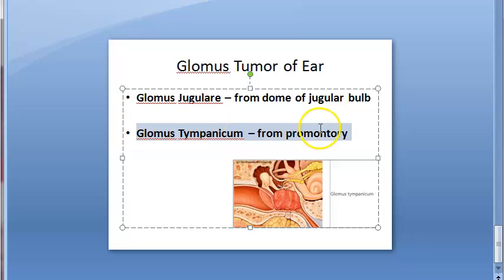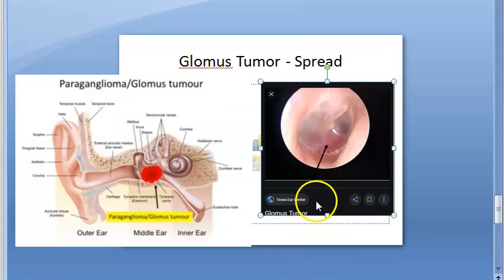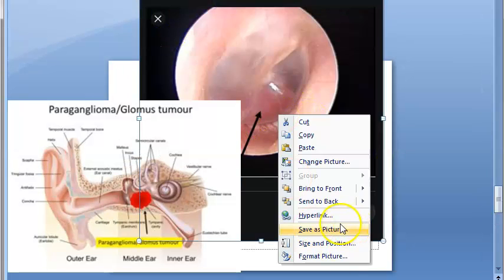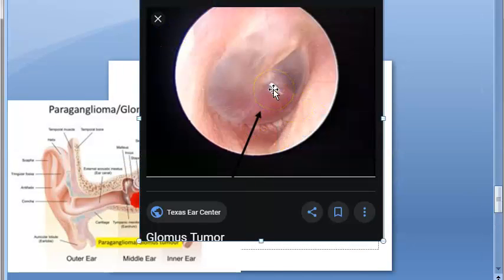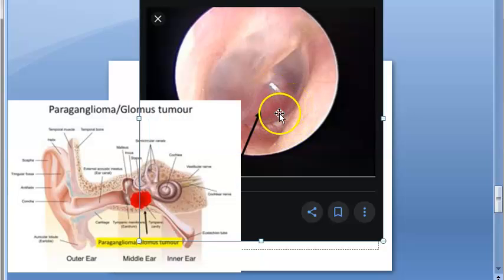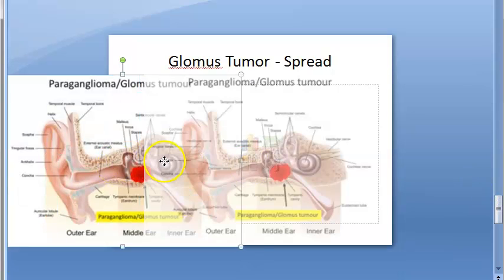What is this glomus tympanicum? It arises from the promontory of the middle ear and it causes aural symptoms. Mainly it is middle ear, right? So aural symptoms, hearing symptoms, sometimes even facial paralysis. So it is affecting mainly the 7th cranial nerve. Can we say that? See this one, it can fill the middle ear and it can perforate through the tympanic membrane and can present as a vascular polyp, okay?